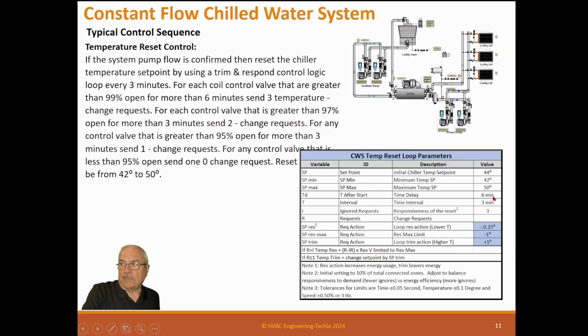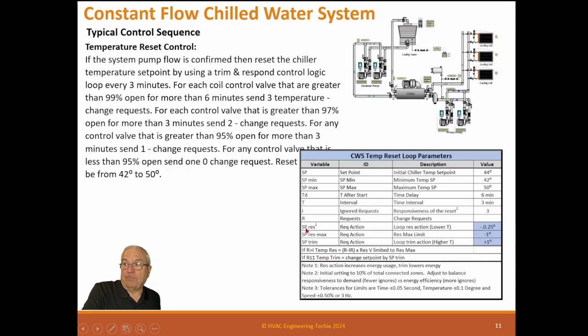Time delay is 6 minutes. The interval is 3, and again, this is 10% of our connected coils. We have 30 of them. Ignored requests are 3 requests, and that's set at 2. Initial setting is 3, for 10%. If you want to adjust the responsiveness to demand, then use fewer ignores. So if you want this to be more responsive, then you have fewer. If you want it to be more energy efficient, then you add more, and that's what those are for. So then the resets are the reset requests we get from the system.